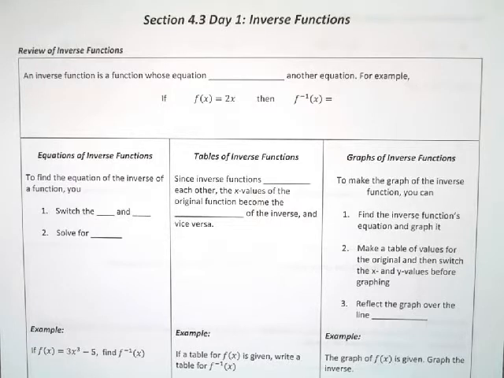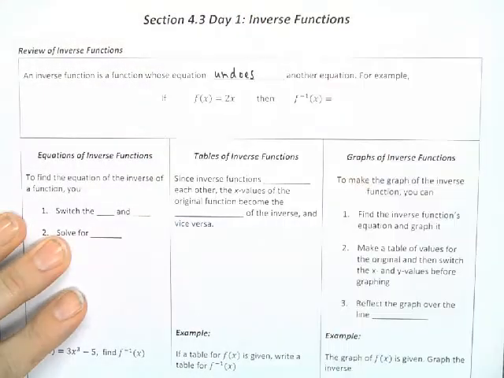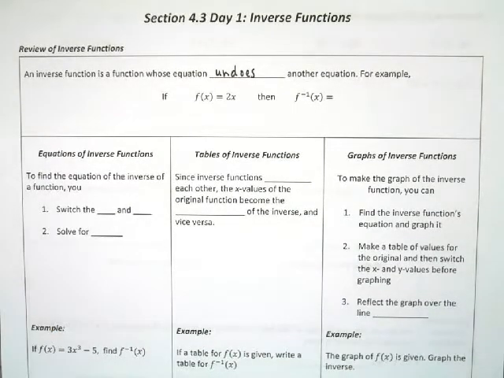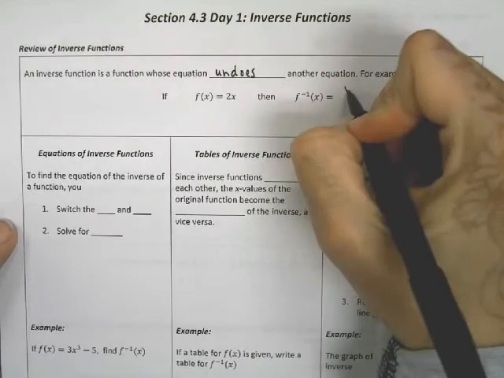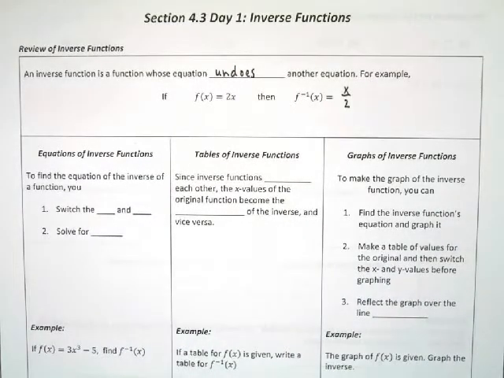So before we dive into finding the derivatives, we're just going to do a review of what inverse functions are. So generally speaking, an inverse function is just a function whose equation undoes another equation. So for example, if my function were f of x equals 2x, then my inverse function is going to be x over 2. So where I had multiplication, the inverse is going to undo that with division.